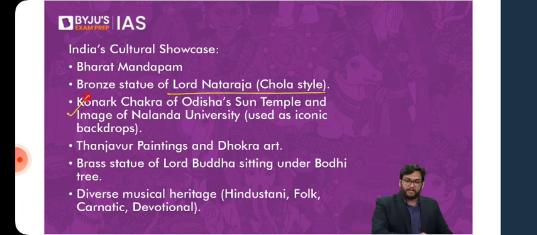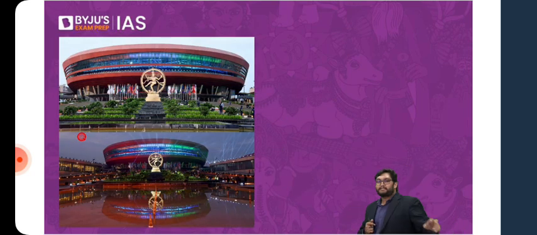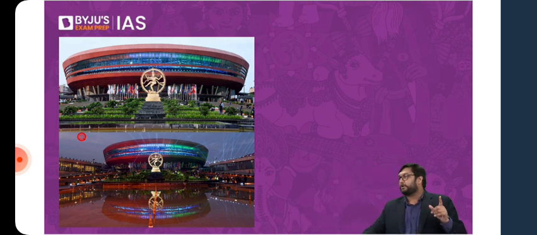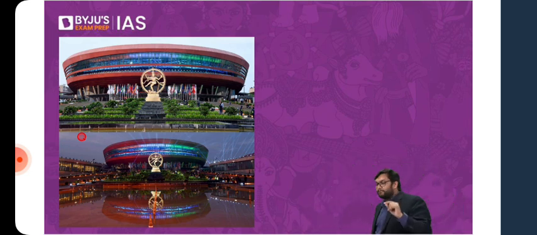Have I taught you what is a mandap? In the larger context of our culture, the exact same concept has been picked up here. Mandaps are congregational halls, so the design of this has been taken from temple architecture. This is the iconic Nataraja image. I showed you the Sun Temple Konark image and the Nalanda image.